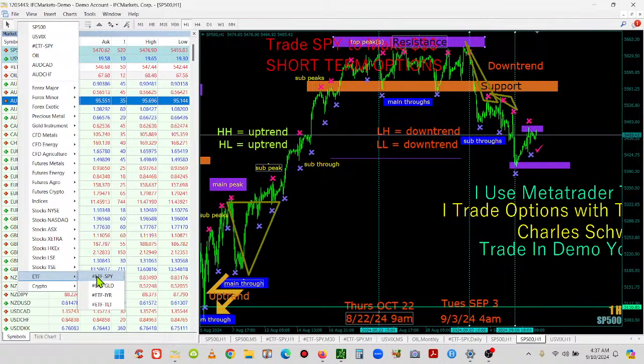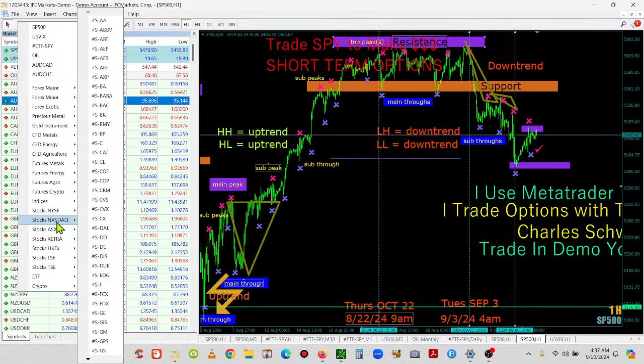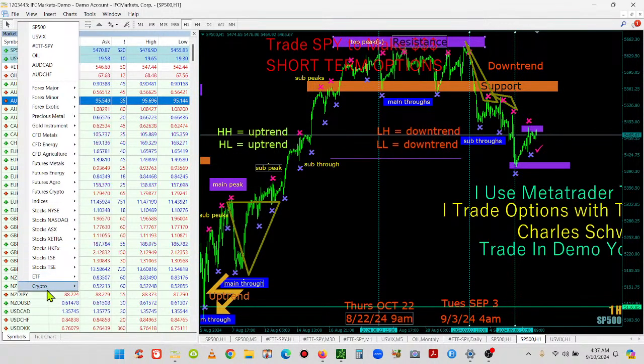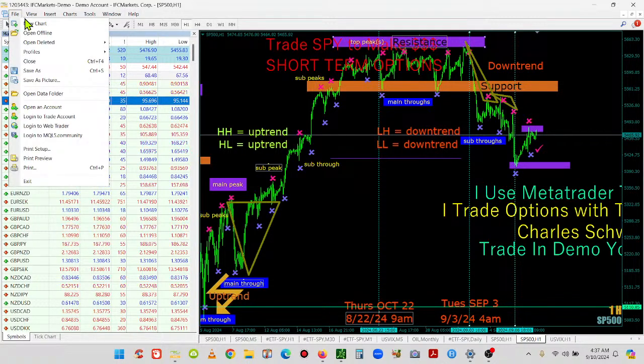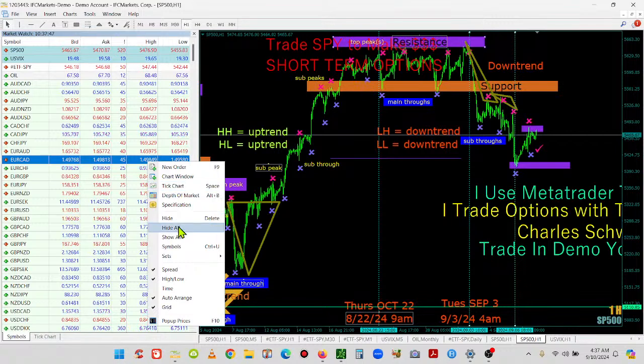Okay? And then for the S&P, you will find the S&P under indices right there. So under indices, you're going to open an S&P 500 like this. Let's do it again. I'm going to hide all.